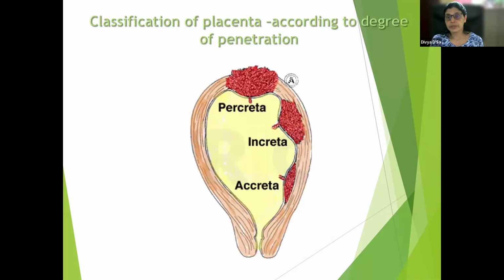Then according to the penetration of the placenta: accreta is where it is just confined to the endometrium. Increta is endometrium plus myometrium, and percreta is the entire three layers, that is endometrium, myometrium, and perimetrium. Usually in these cases, in percreta, we need to remove the entire uterus itself.